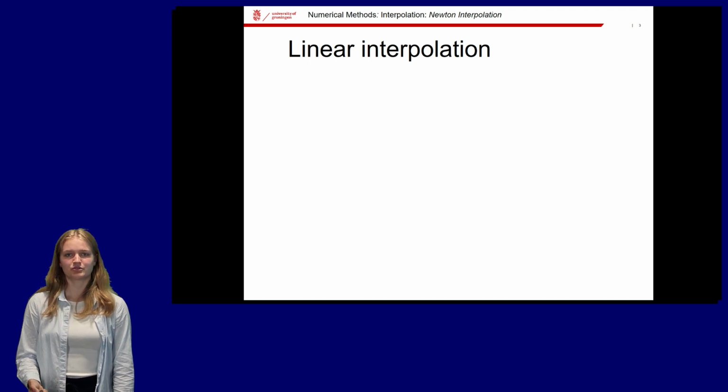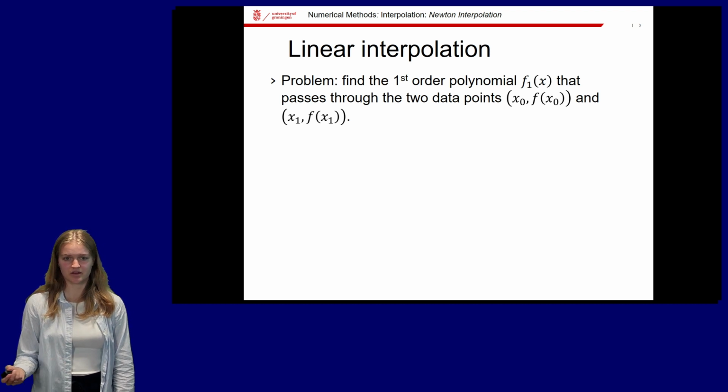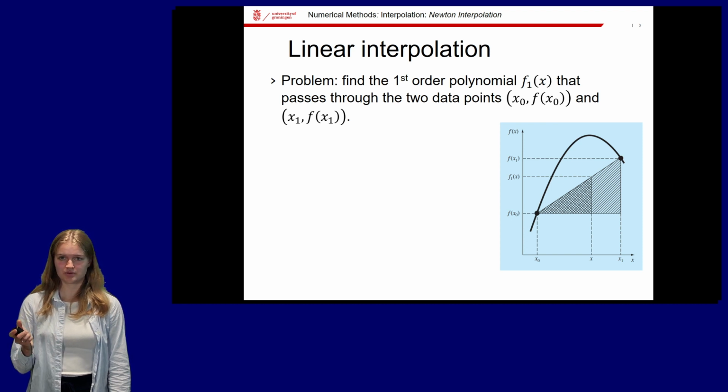So the problem in linear interpolation is to find the straight line, thus the first-order polynomial f1 of x, that passes through the two data points that are given. We can set them as x0, f of x0, and x1, f of x1. So this situation is depicted in this figure here. We'll have two data points, the two black dots, and we're going to draw a straight line, f1 of x, through the two data points that will approximate this function f of x that is given in black.